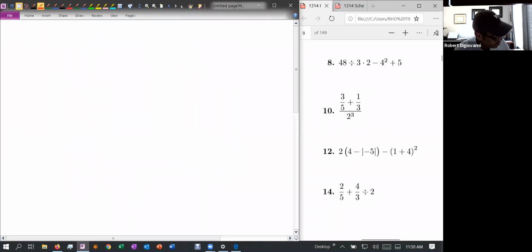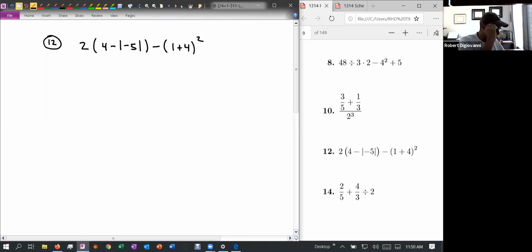All right, so for number 12, we have 2 parentheses, 4 take away absolute value of -5, close parenthesis, minus parenthesis 1 plus 4, close parenthesis squared. So I've got 2 sets of parentheses, so I'm going to do those from left to right. So I'm going to go ahead and do that one first.